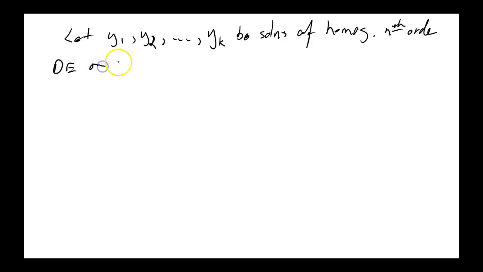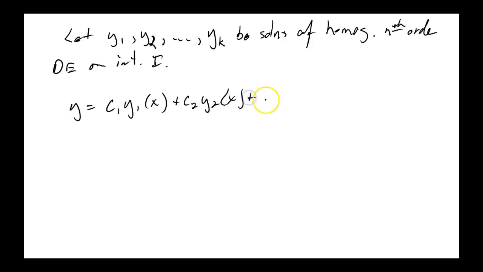On some interval I. Okay? Then the linear combination y is equal to, now this is a generic y, not one of those other y's, the sum c1 y1 of x plus c2 y2 of x plus ... plus ck yk of x is also a solution, where the Ci, again, are a counter integer where i is going from 1 to k, okay?